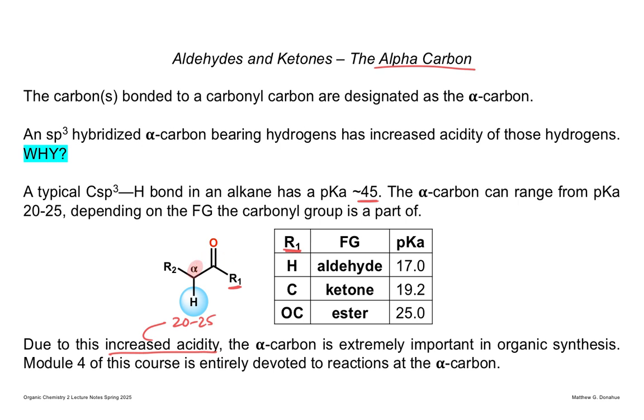Question? For an aldehyde, is the aldehyde hydrogen still more acidic than the alpha carbon hydrogen? This CH bond, that's not very acidic at all. Oh, okay. So the alpha carbon is more acidic, yep.